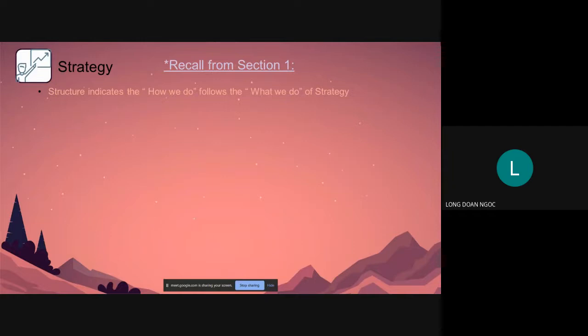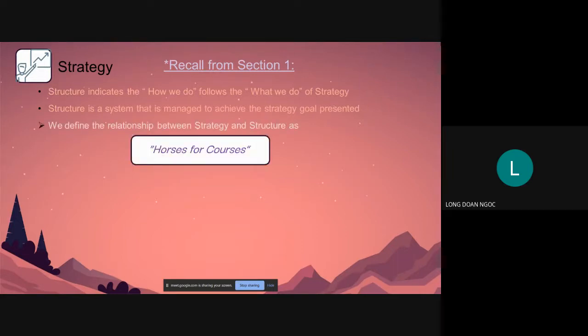Since structure is a system through which we organize in order to meet the strategy presented. Managers have long defined structure and strategy as horses for courses. We've been learning about numerous kinds of organization models, which is structure, varying from vertical, horizontal, to functional and divisional structure, and each has a unique adaptability to particular circumstances, which is initially aimed by strategy.